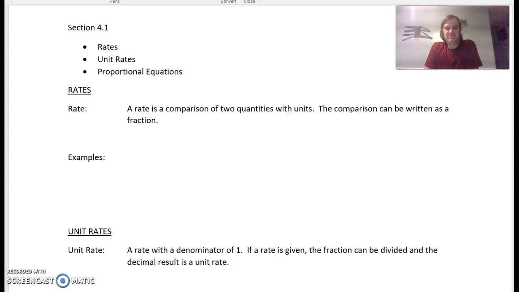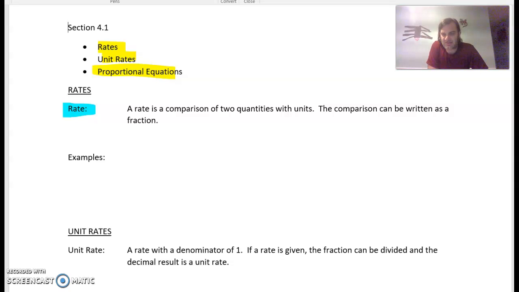Hey, it's Mr. Allred, and we're going to talk about rates, unit rates, and proportional equations in this video. So the first thing we want to talk about is rates. A rate is a comparison of two quantities with units. So we'll try and keep the units with them so we'll know that there's a meaning that goes along with the numbers.